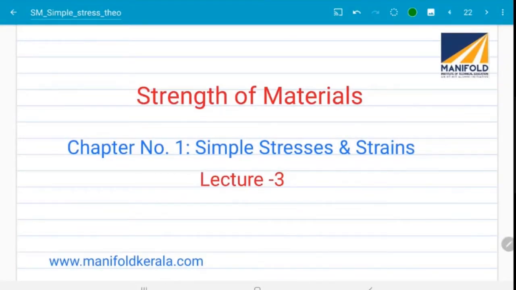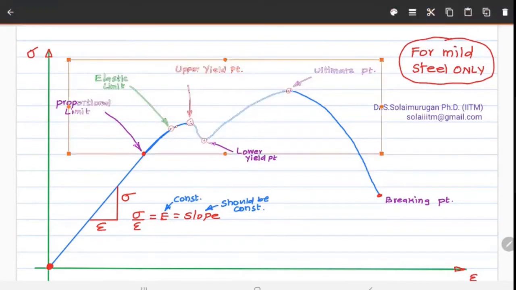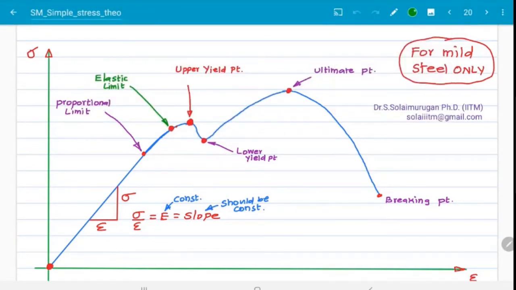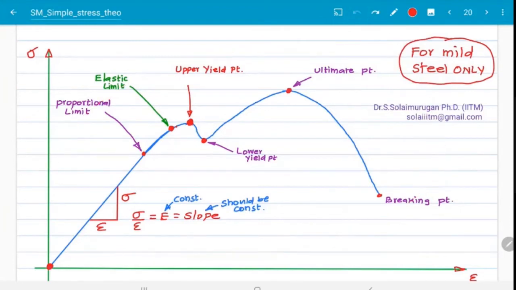In the previous lectures, we discussed the stress strain curve, particularly for mild steel. This curve, whatever you are seeing. Frequently in our UG, stress strain curve means we are drawing this curve only. This is suitable for mild steel only, not for all ductile materials.